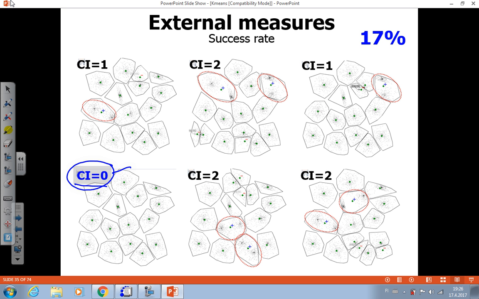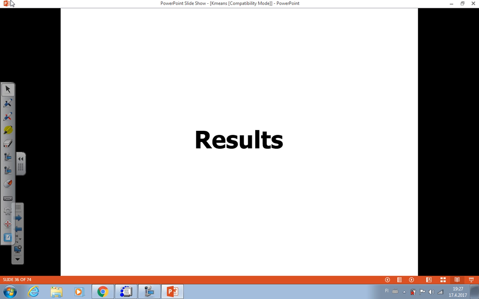So here you can see 6 different data sets, all have some problems. Here we have 1 problem, here we have 2 problems, 1 problem, 2 problems, and 2 problems. And this is what the numbers then express. 1 out of 6 is a correct, perfect clustering according to this measure, and 1 out of 6 is 70%. So this success rate is what I use also.